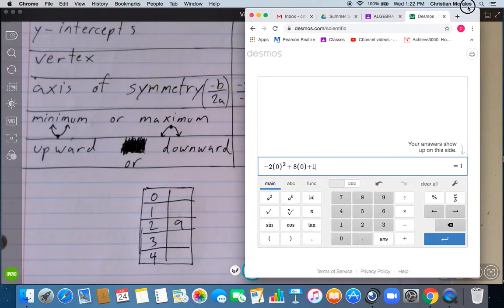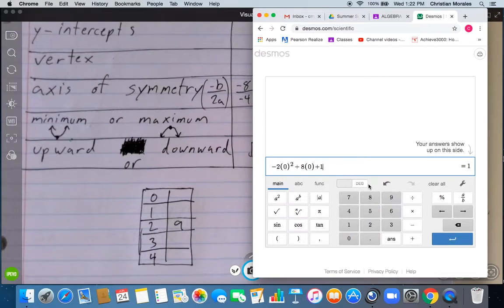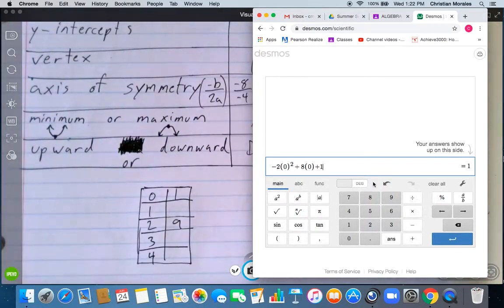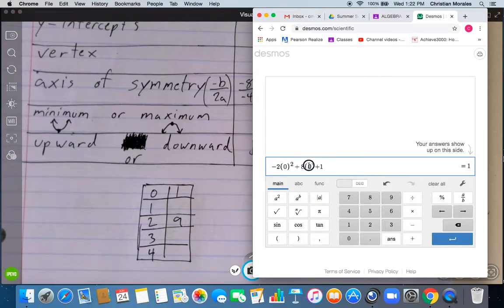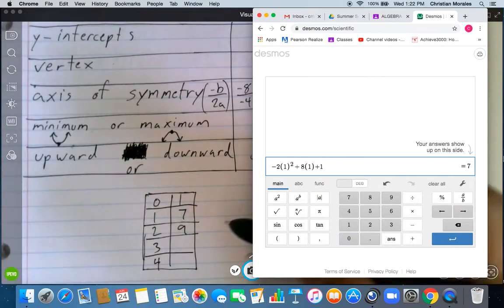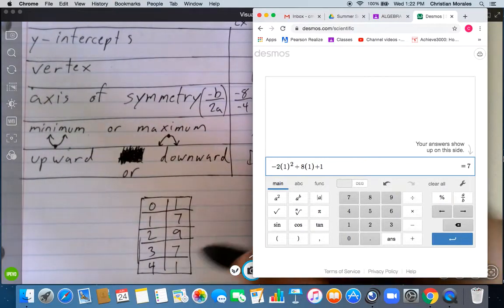Plug in that equation. When you plug in 0, you get 1. What happens when you plugged in 1 again? What did we get when we plugged in 1? We got 7. Now, do you need to plug in 3 and 4? No, because the points are going to be the same on the other side.